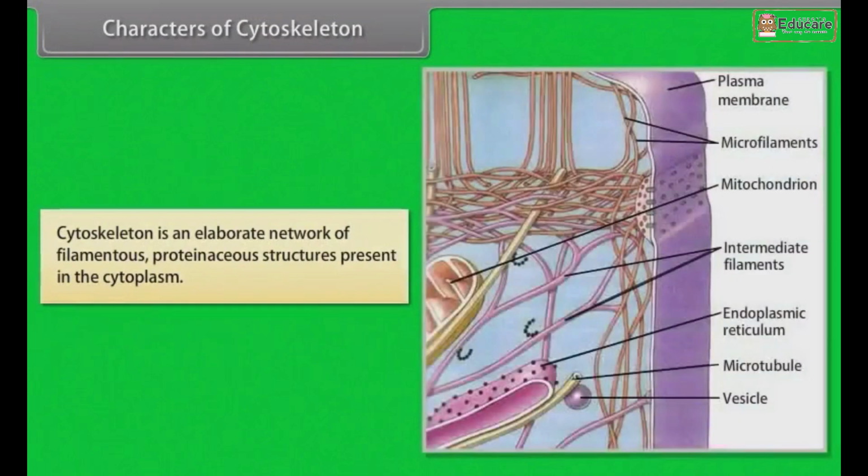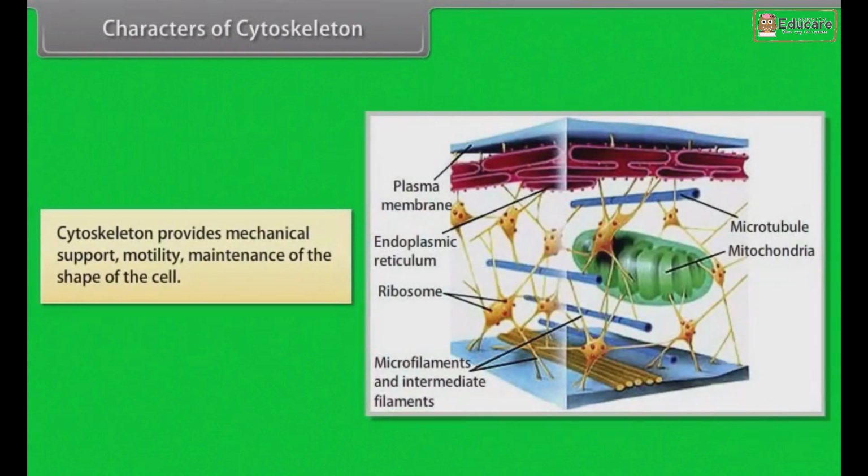Characters of cytoskeleton. Cytoskeleton is an elaborate network of filamentous, proteinaceous structures present in the cytoplasm. Cytoskeleton provides mechanical support, motility, maintenance of the shape of the cell. Characters of cilia and flagella.